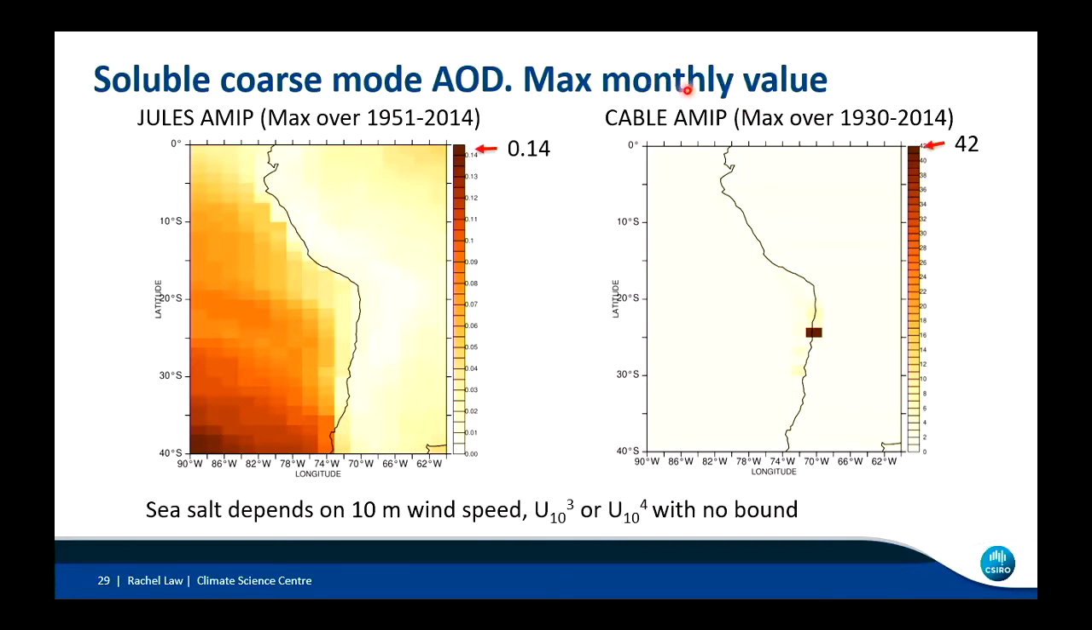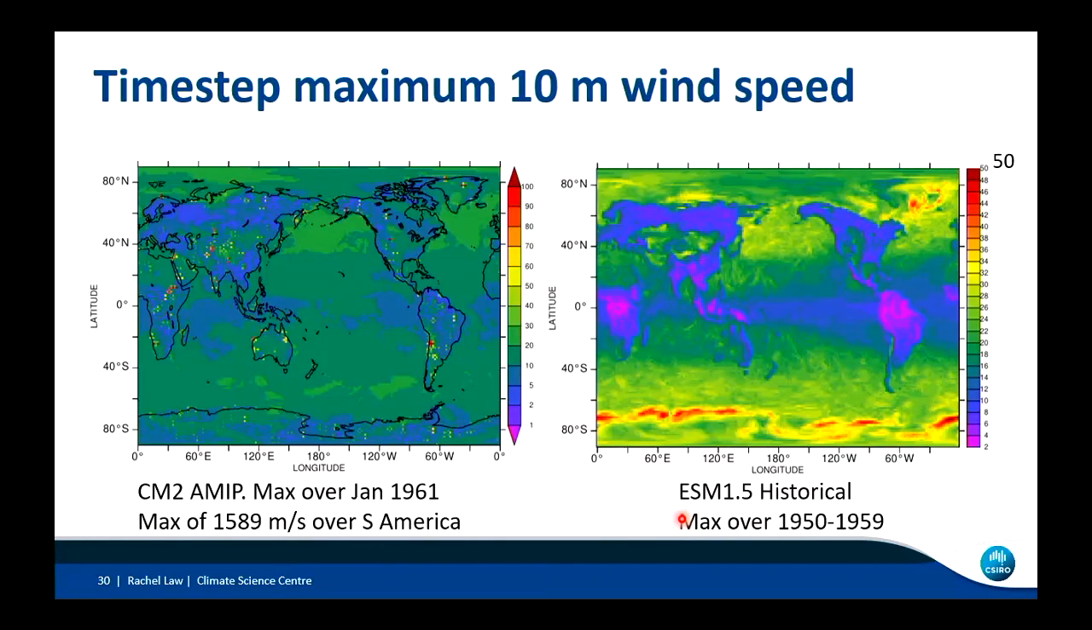This maximum monthly value for the sea salt turns out to be dependent on the 10 meter wind speed, which is a diagnostic variable in the model. So it's not actually used in the main model simulation, and our actual wind speeds on model levels were fine. It just turned out that it was our 10-meter wind speed which was not fine. This is the not-fine case on this side, where although this scale only goes up to 100, it had a maximum of 1,589 meters per second over South America.